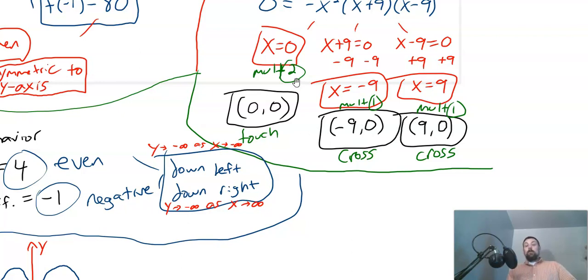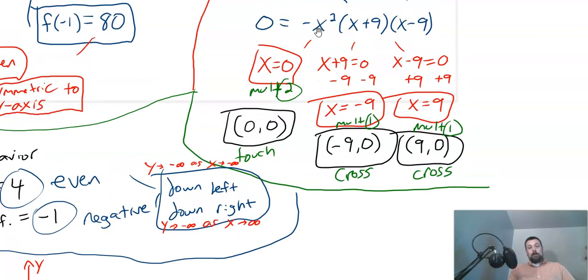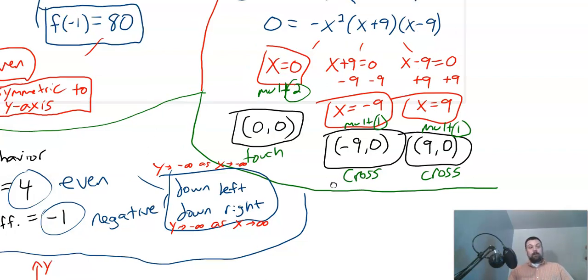And then we can determine whether the graph crosses or touches at those points. Here the multiplicity for 0 was 2, right? Because we have an exponent of 2 on that factor. Multiplicity is 2. That's an even number, so it will touch the x-axis at that point. But these both have a multiplicity of 1, and so for these two x-intercepts, the graph will cross the x-axis at those points.